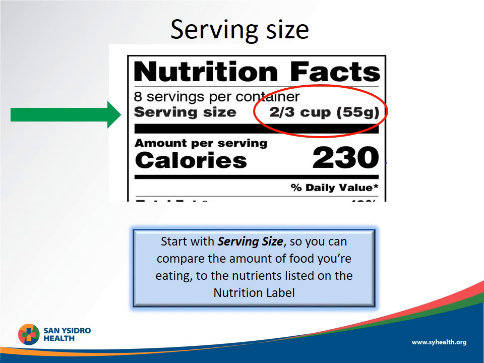Next, let's look at serving size. It is usually located right under servings per container and tells you what amount of nutrients equals one serving of that product. Every nutrient value listed on the label is based on this amount.